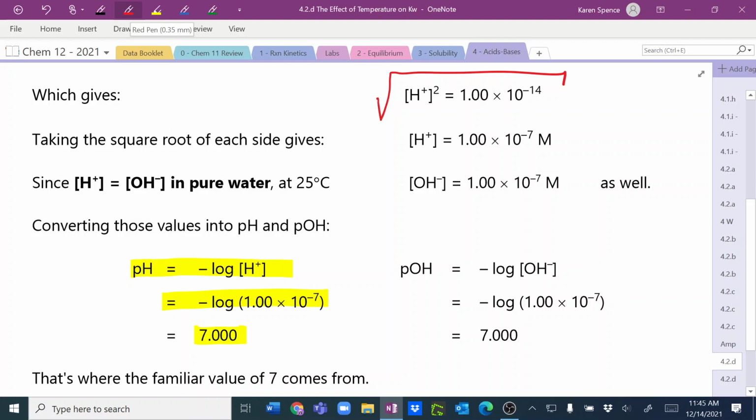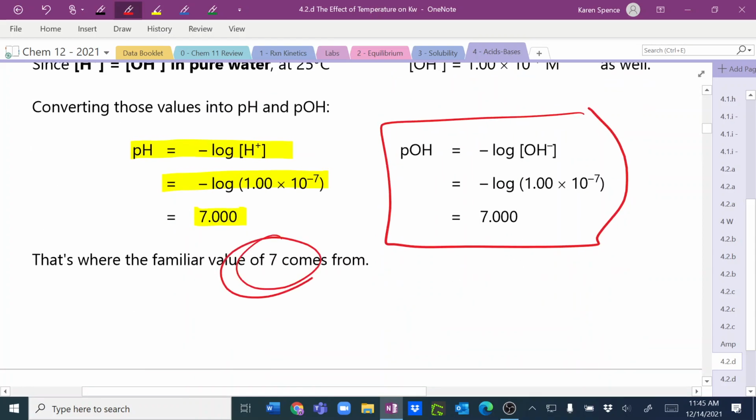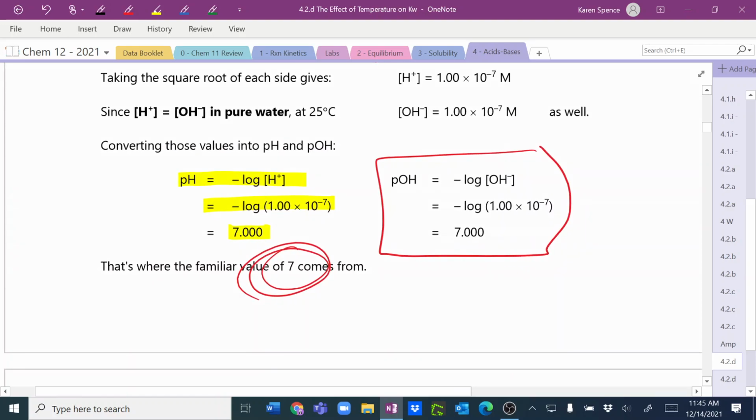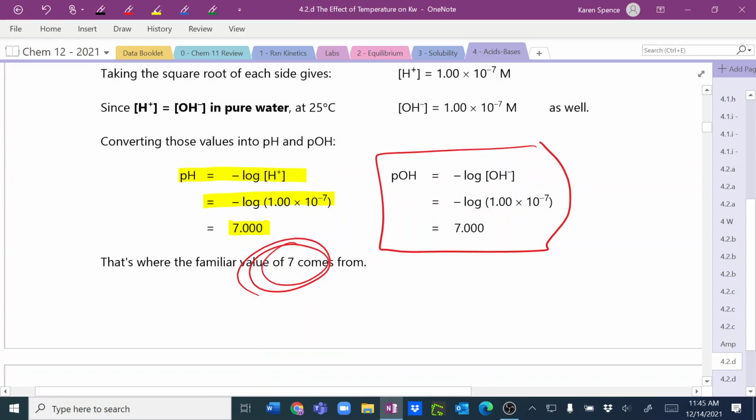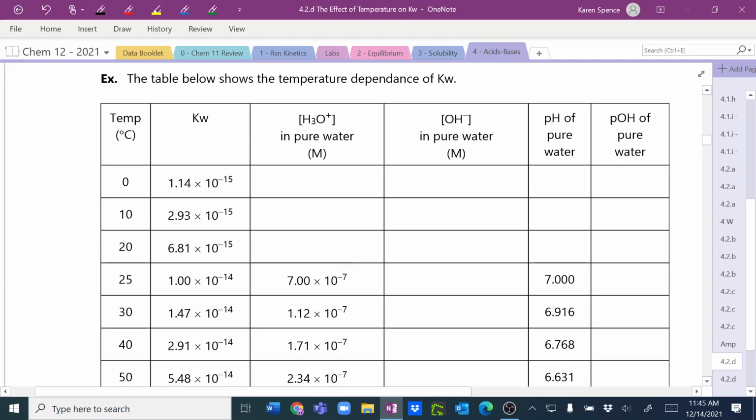So we took the p as the negative log. See? Now you'll never forget. p is the negative log. Okay. So we do the same thing and we get pH 7, and that's where that number 7 comes from. However, let's look and see what happens to Kw at some other temperatures.